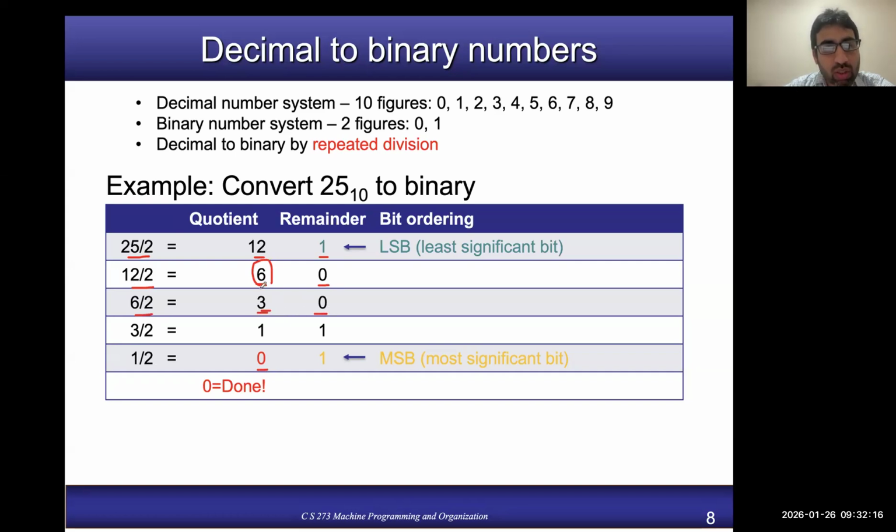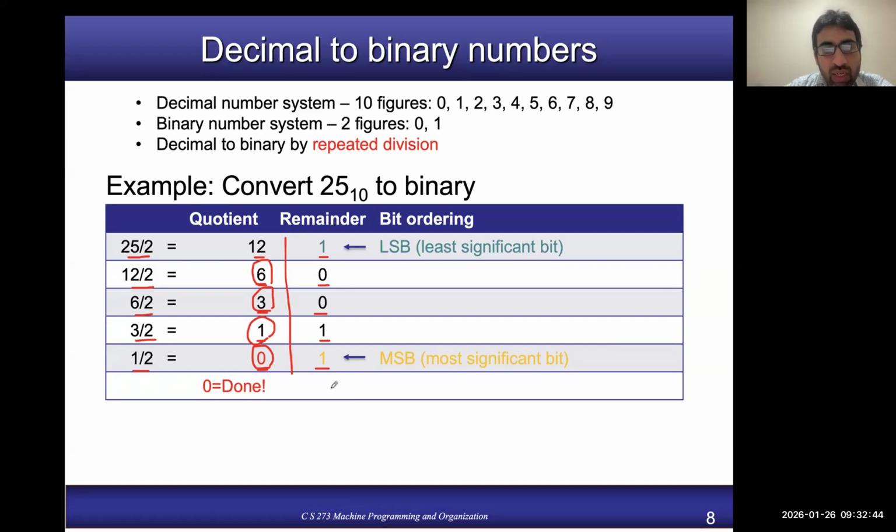Is the quotient 0? No, so divide again by 2. 3 by 2 gives a quotient of 1 and a remainder of 1. Again ask, is the quotient 0? No, so divide 1 by 2. You get a quotient of 0 and a remainder of 1. Now in the first column, you have all the quotient values, and in the second column, you have all the remainder values.